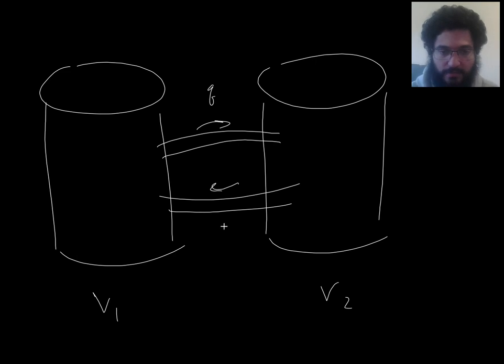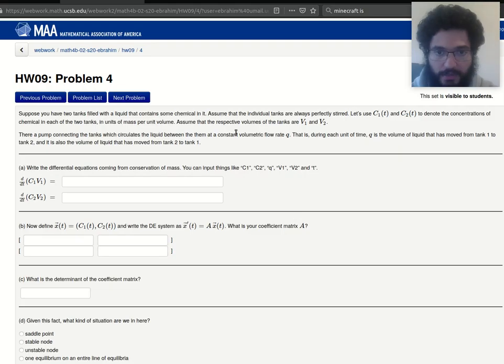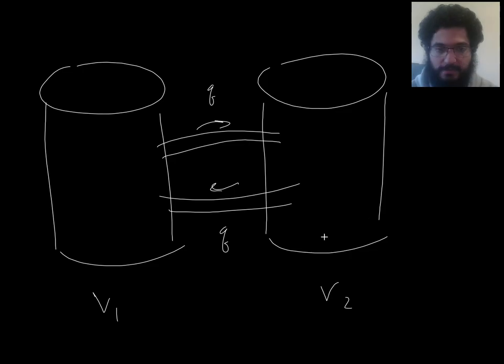So we say, in this problem, I'm using a little q here for the volumetric flow rate. So that means the volume of total liquid per unit time that's being transferred. Since it's the same flow rate, the total volumes are not changing. So V1 and V2 are constants here.